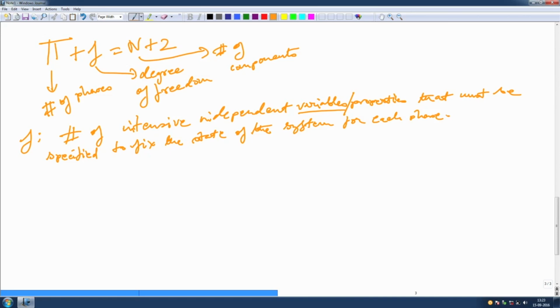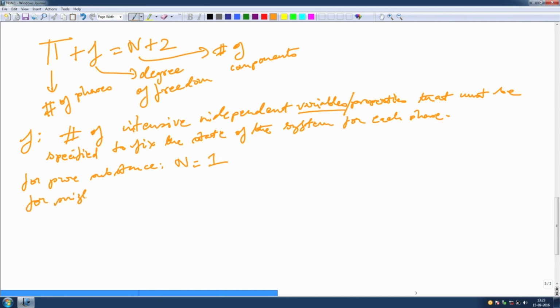So, that is a very clear cut indication of what we mean by the degree of freedom. The degree of freedom essentially means the number of intensive independent properties that must be specified to fix the state of the system for each phase. Okay. So, let us say for pure substance, let us take some examples. For a pure substance, that means single component, it can of course be of two phases also. For a single pure substance, n is basically equal to 1 because the number of component is equal to 1.